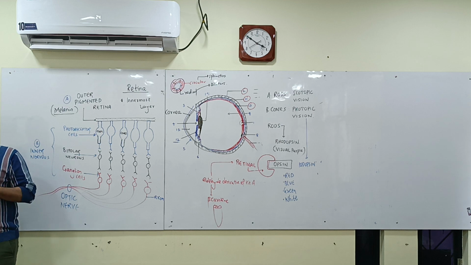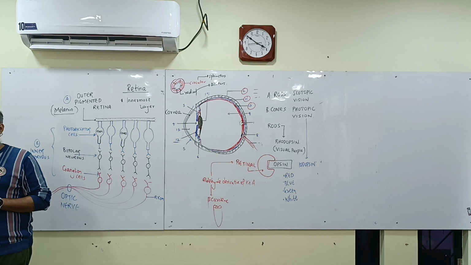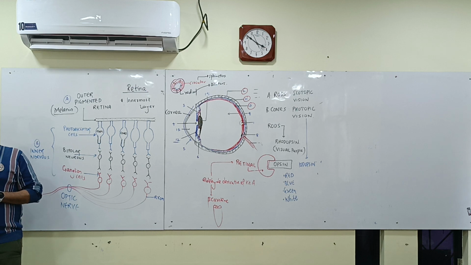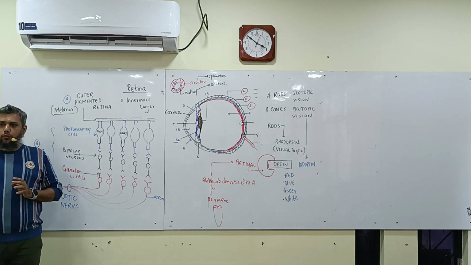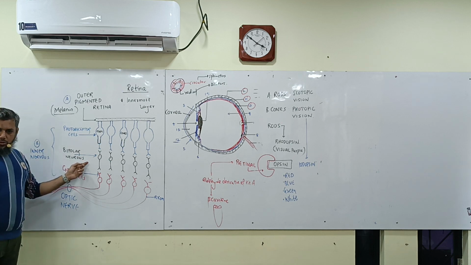Rhodopsin is made up of 2 parts. What are the 2 parts? Opsin and retinal. Correct? Clear to everybody? Retinal is the derivative of vitamin A. Where do you get the vitamin A from? Beta carotene. Beta carotene ka rich source is what? Then the photoreceptor cells, they will synapse with the bipolar neurons.